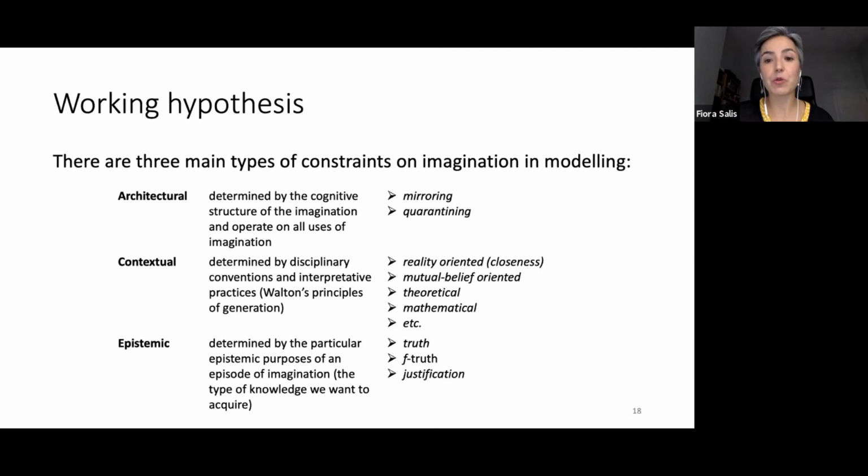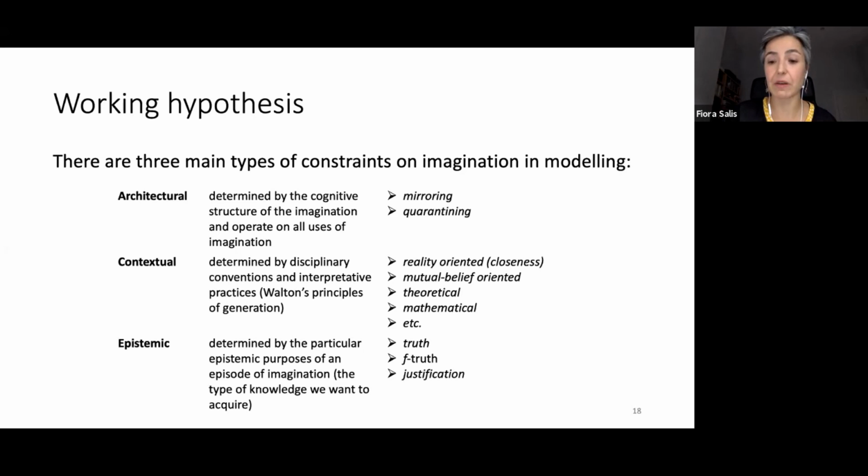Mutual belief orientation is clearly present in models when scientists' opinions and beliefs are relevant for the ways in which we develop a model or conduct our procedures, our strategies of model development. We have theoretical constraints.